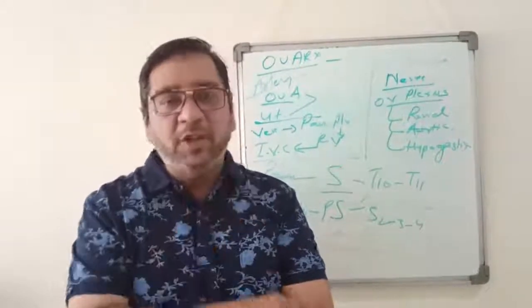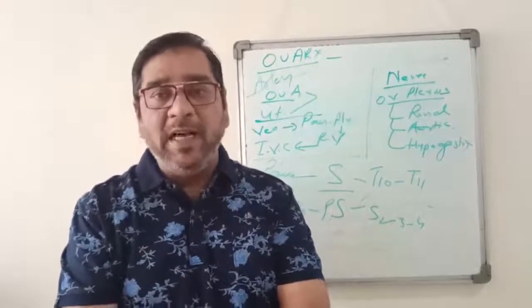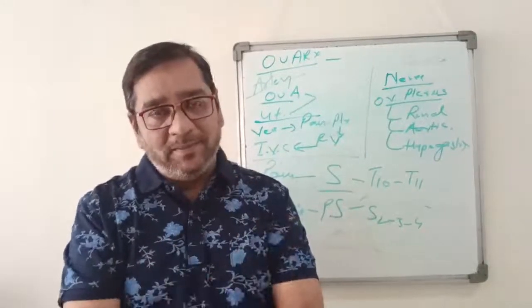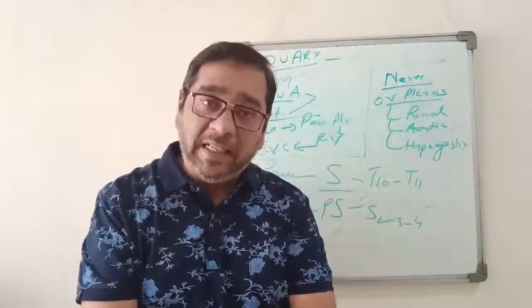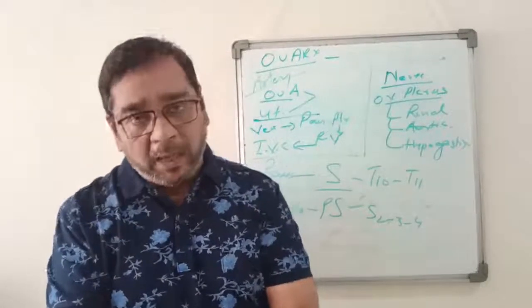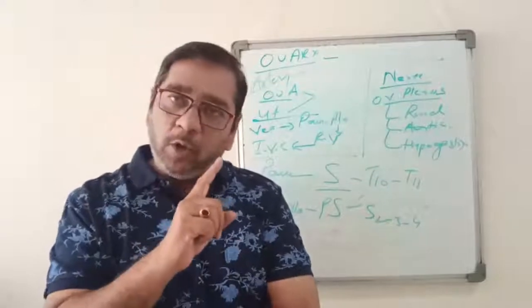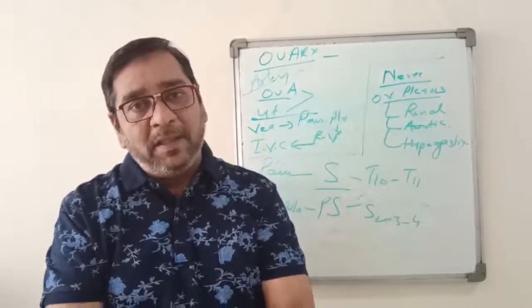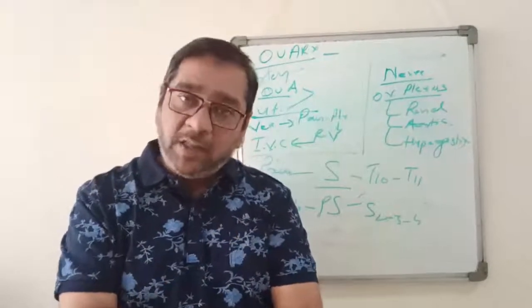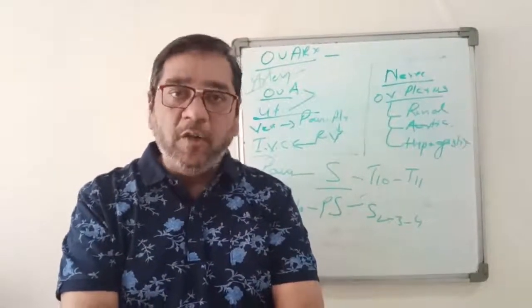सो द मेन फंक्शन ऑफ द ओवरीज आर ओव्यूलेशन, ovulation of the oocyte. That is very important. And the second is the production of the hormones. अब ये जो ovulation होता है, ये कब होता है? The ovulation takes place on the 14th day of every cycle.